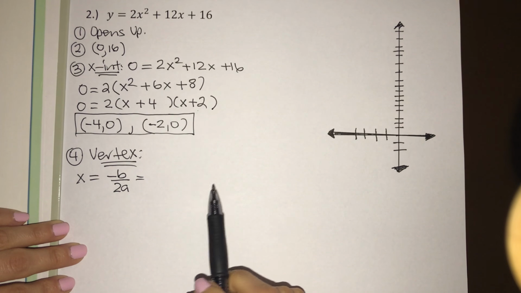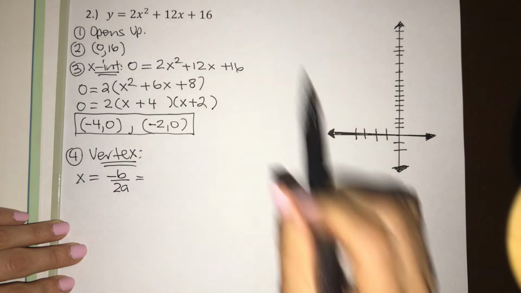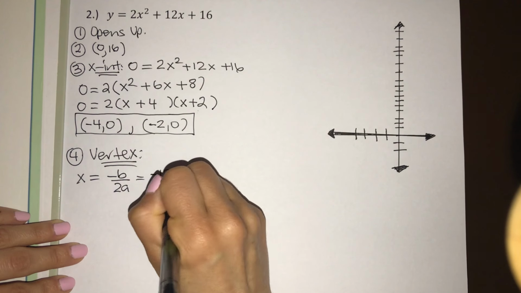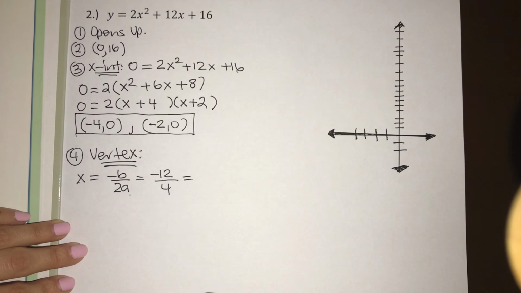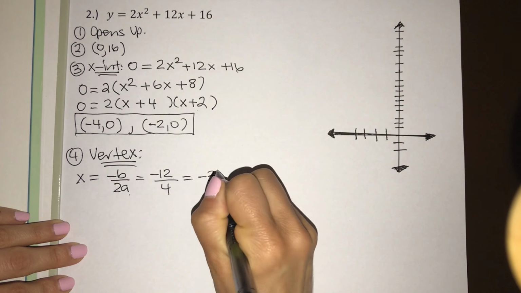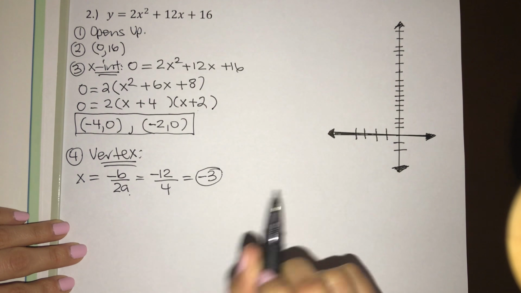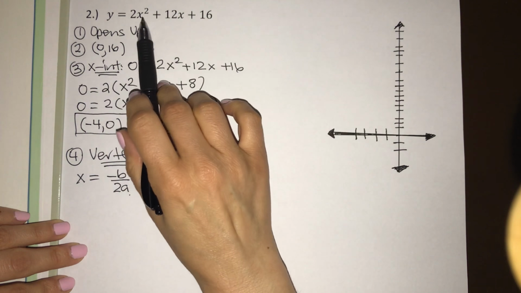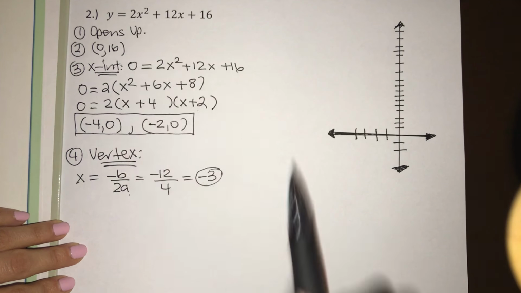So in this case, our b value is +12. So we get -12 over, a value is 2, so 2 times 2 is 4. We get -3. So that's our x value. To get the y coordinate, again, -3 gets substituted into this equation and solve for y.